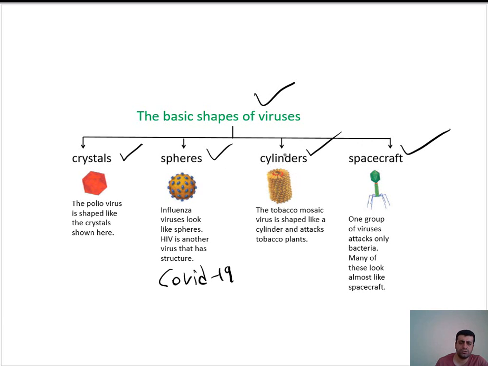Cylinders: these kinds of viruses attack plants mostly. The tobacco mosaic virus is shaped like a cylinder and attacks tobacco plants. Spacecraft: one group of viruses attacks only bacteria. Many of these look almost like spacecraft. These kinds of viruses live on bacteria.